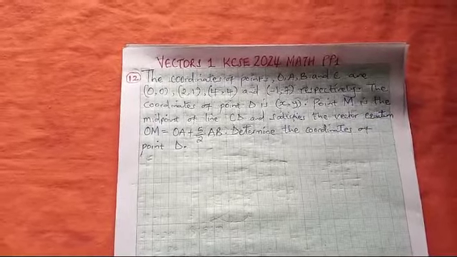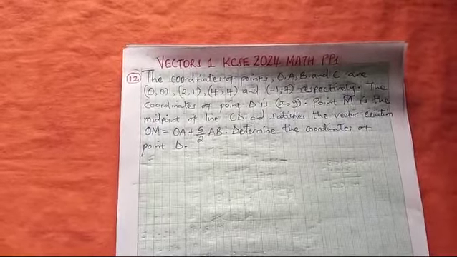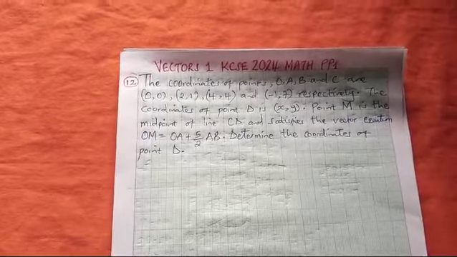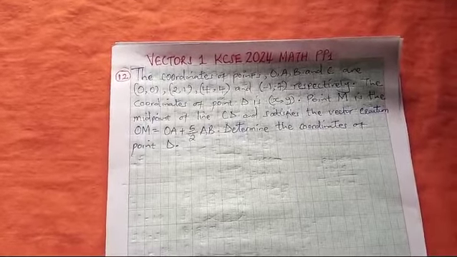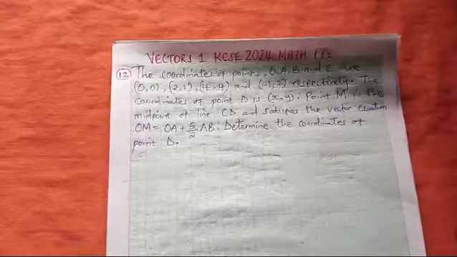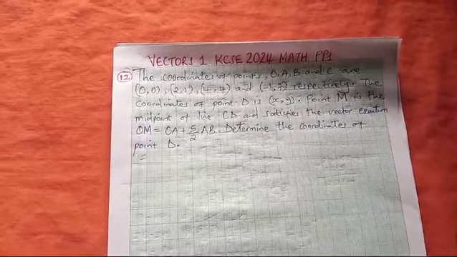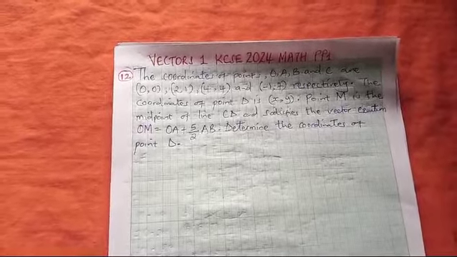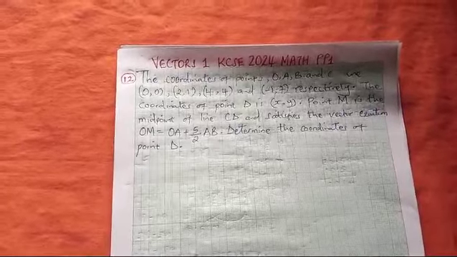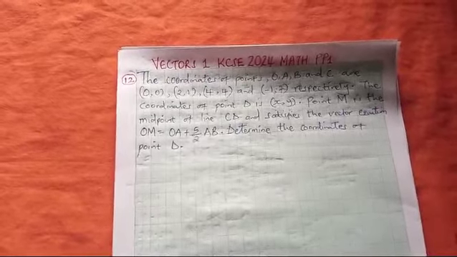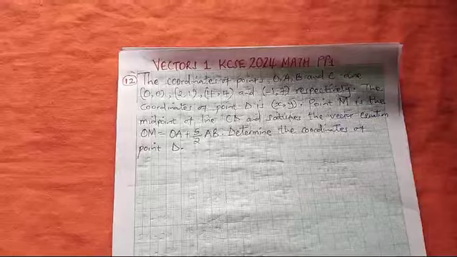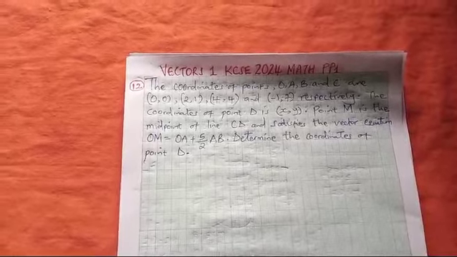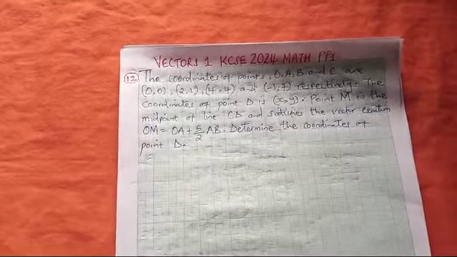Vectors 1. KCSE 2024 Mathematics Paper 1, question 12. This is a question that was obtained from Mathematics Book 2, and I have said, and I will repeat, Mathematics Paper 1 is mainly composed of Form 1 and Form 2 work. So let us look into this question.